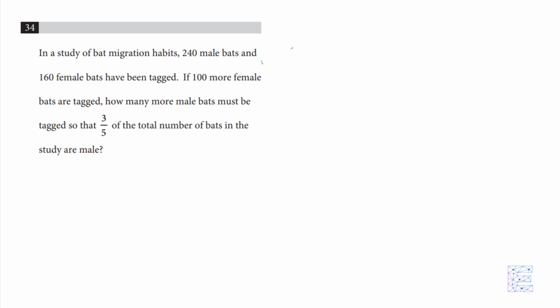So let's just break this down to smaller bits. Sounds like we have some male bats, we have some female bats, and there's mention of a total number. So we should probably do that. And originally, it tells us that we have 240 male bats, and we have 160 female bats. And I guess we can figure out the total by adding these together to give us 400 bats in total. But that's not all. There's more that's happening here.